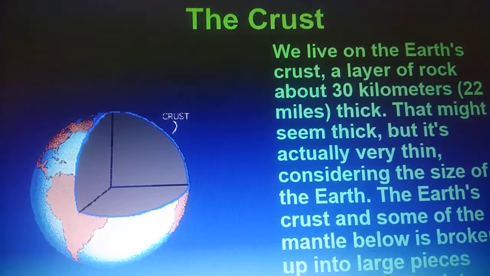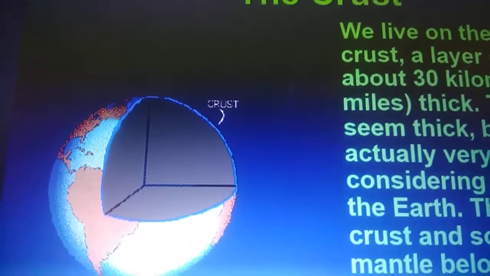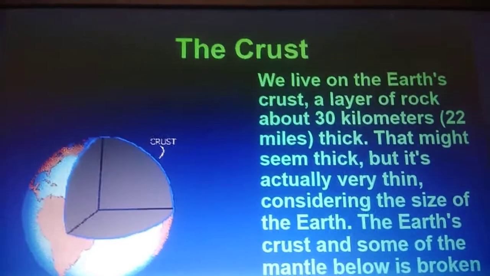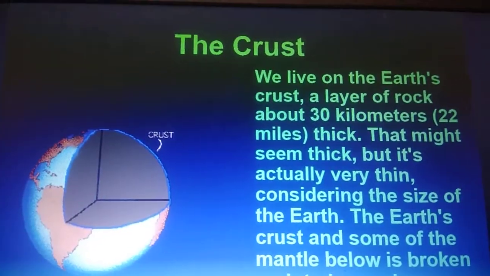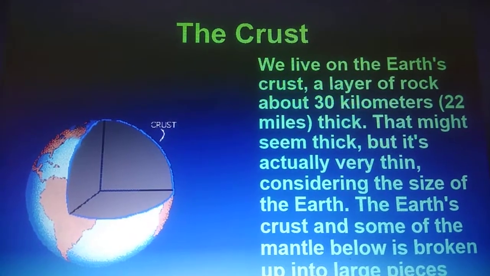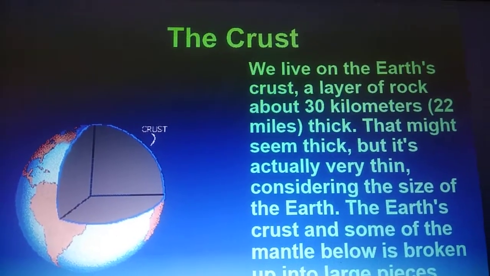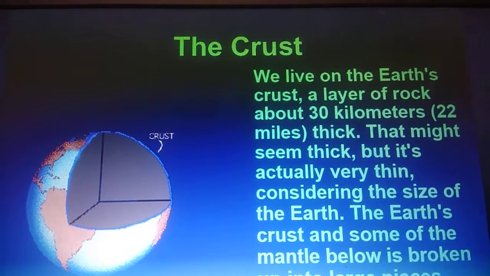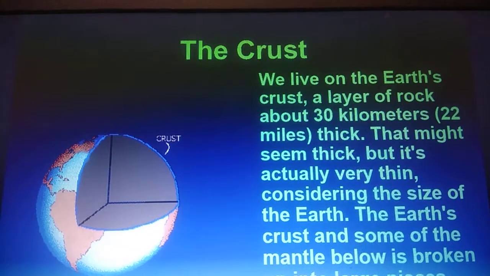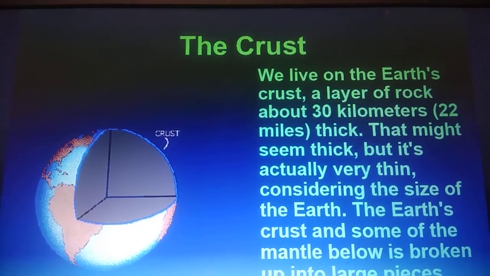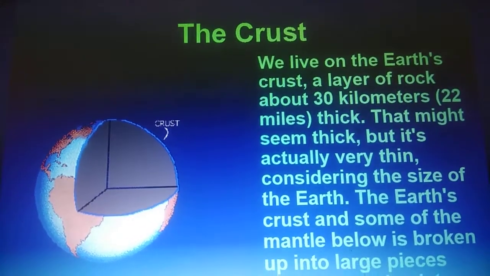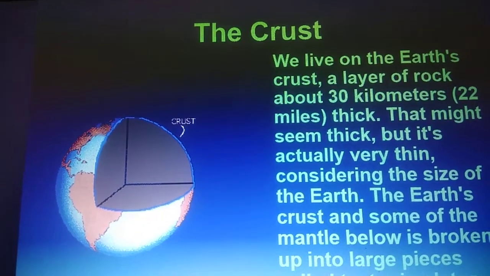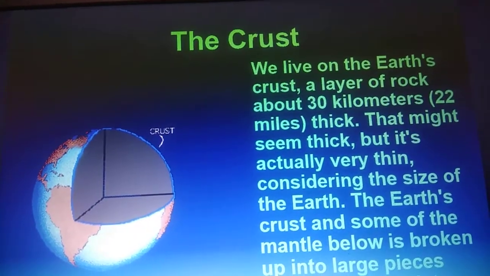Children, let's talk about the crust, okay, the outermost layer of the earth. We all live on the earth's crust. It is a layer of rocks which is about 30 kilometers thick. Okay, that might seem thick, but it is actually very thin considering the size of the earth. The earth is huge, so 30 kilometers of thickness means it is very, very thin. So as you see, as the earth is cooling down, only so much has become hard.